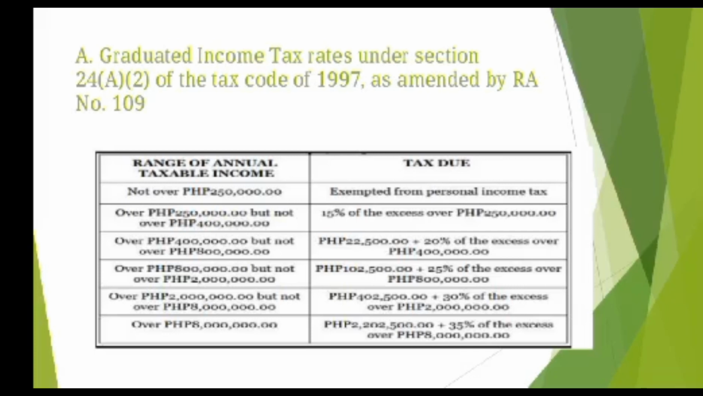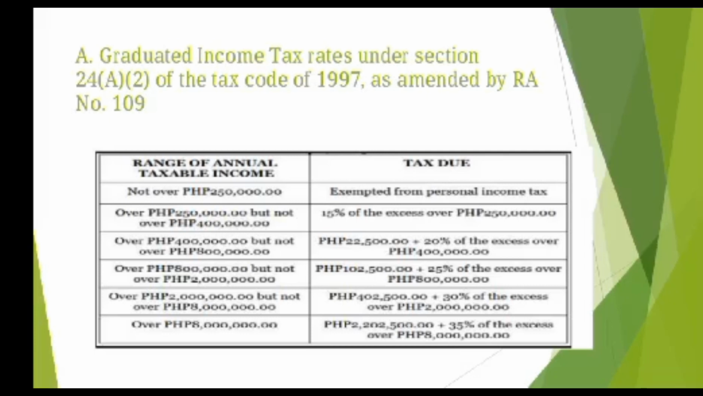So, individuals earning not over 250,000 a year are exempted from personal income tax. And for those earning over 250,000 but not over 400,000, the tax due is 15% of the excess over 250,000. So for example, if your income is 350,000 a year, then the 15% will be multiplied by the excess over 250,000. So if 350,000 is your annual income, you're going to pay 15% on the excess 100,000.